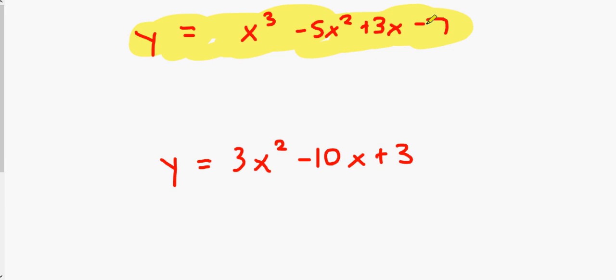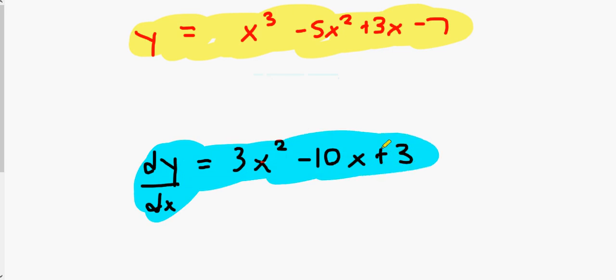Next thing I want you to do is differentiate it. What happens when you differentiate it? What does it turn into? Minus, plus 3. What I want you to do is draw the derivative and the original function on the same graph right now.